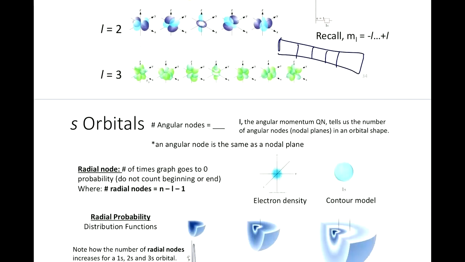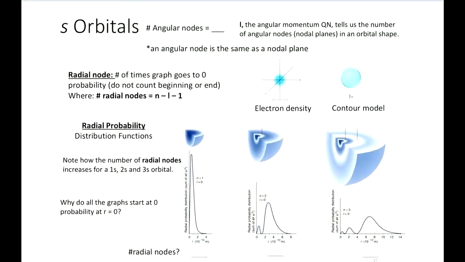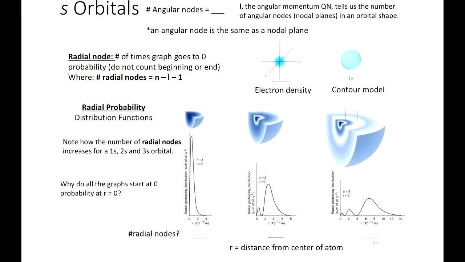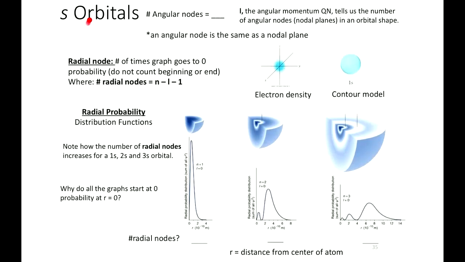All right, so let's talk about S orbitals. Based upon what I just said, S orbitals have how many angular nodes? 0, because L equals 0. Also in the textbook, sometimes they call angular nodes nodal planes. They're the same thing.